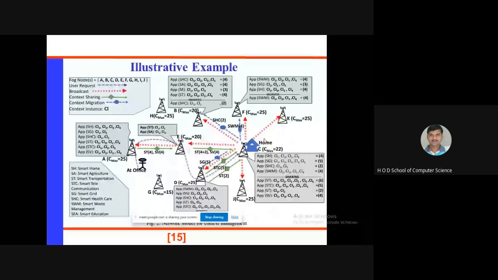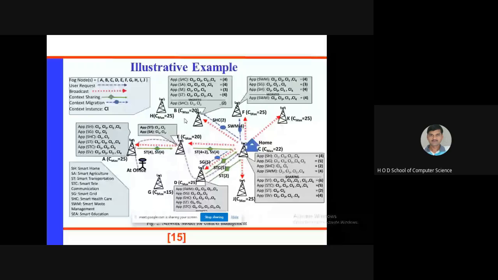Yeah. So this is an illustrative example that I would like to discuss, which will give a clear picture of the entire network architecture. As you can see here in the top left corner, there are fog nodes A, B, C, D, E, F, G, H, I, J. So these 10 fog nodes are deployed in the network. Each fog node has a name, like H, B, A, and within parentheses something is mentioned, that is Cmax. Cmax is 25, Cmax is 20, Cmax is 20, and so on. Now, what is this Cmax? It is the number of context instances that can be stored in the fog buffer.